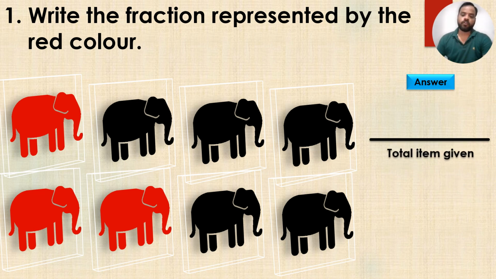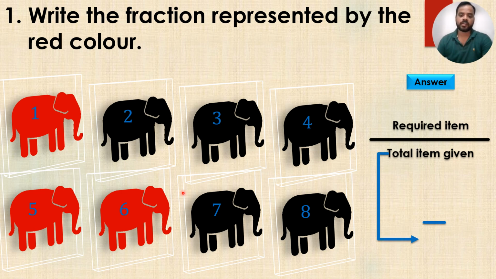So what is the denominator? The denominator will be the total items given. And the numerator will be the required item. Okay. Now, what is the total number of items? We are given 1 elephant, 2 elephants, 3, 4, 5, 6, 7, 8 elephants. So the total number of elephants given is how much? 8. Okay. Now, what is the question? Write the fraction represented by the red color.